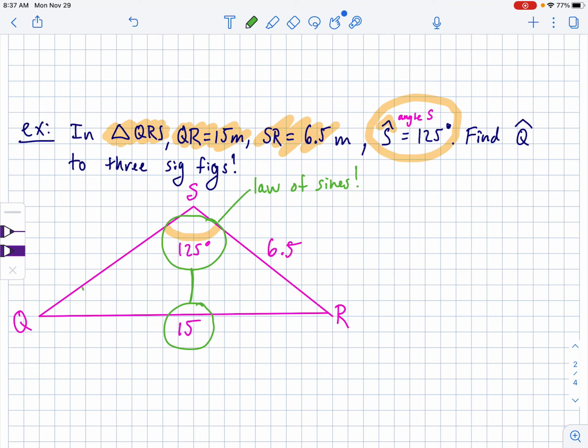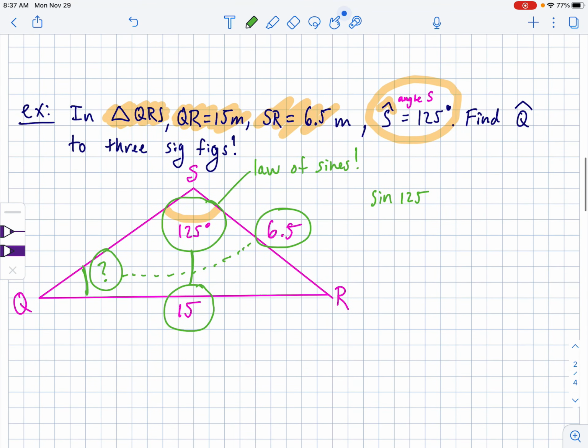Now, angle Q is over on this side, and we don't know what this angle is, but we know that it is connected to the 6.5, that that's its opposite side. So we'll say sine of capital S over lowercase s, which is 15, so sine of 125 over 15 is equal to sine of Q, we'll do angle Q with their little hat notation, over 6.5.